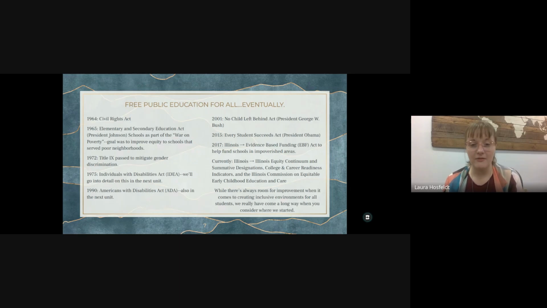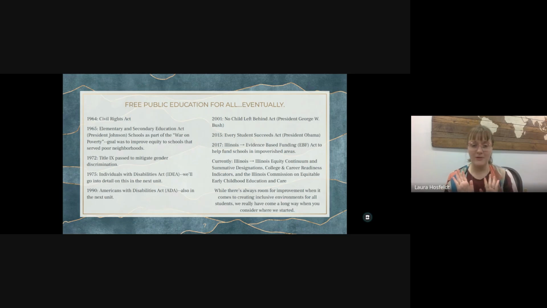In 2017, in Illinois, we passed the Evidence-Based Funding Act, which was basically designed to help fund schools in impoverished areas. Previously in Illinois, all funding came from local property taxes, which is great if you live in a really rich area where property taxes are expensive. But if you live in a place like the Shawnee National Forest, where trees provide life-giving oxygen, but not tax dollars, your schools don't tend to be as well funded, right? So EBF was kind of a game changer there.